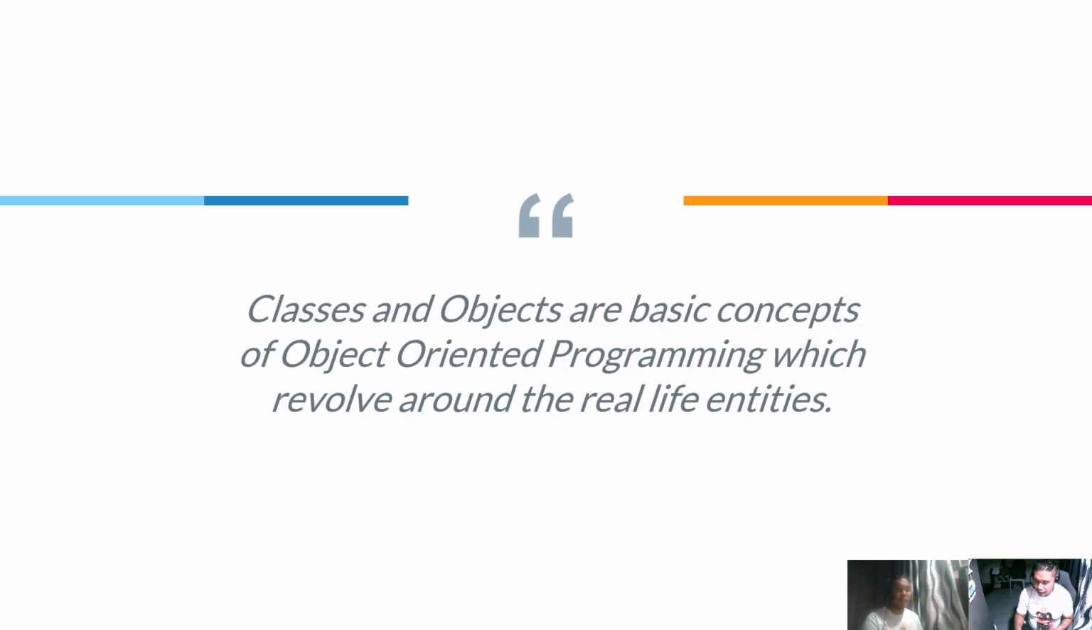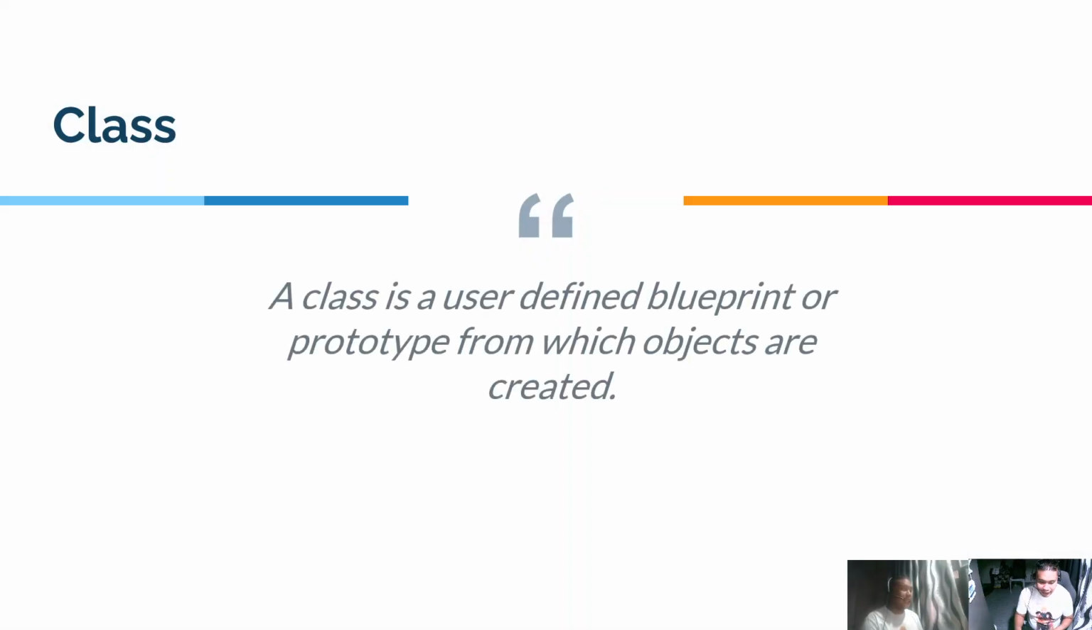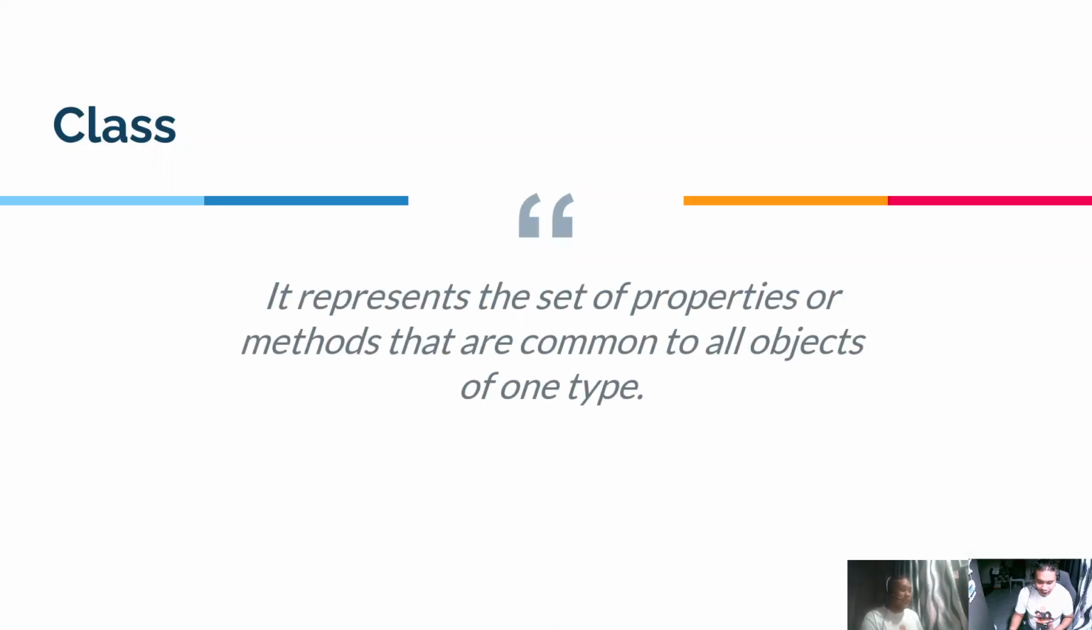Okay, first, what is a class? Classes and objects are basic concepts of object-oriented programming which revolve around real-life entities. A class is a user-defined blueprint or prototype from which objects are created. So we already know that a class is a blueprint or template to the code. That was our definition last time. It represents the set of properties or methods that are common to all objects of one type.